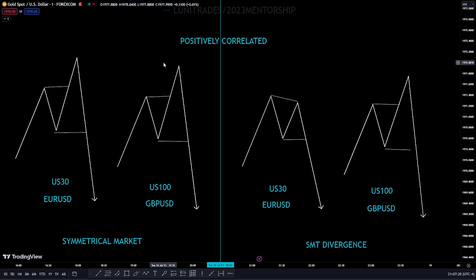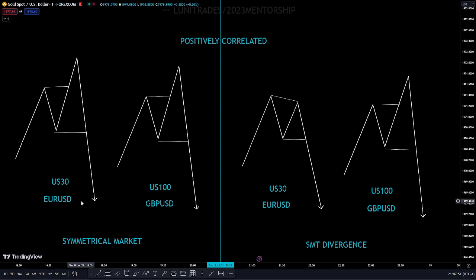Now, what are positively correlated markets? Positively correlated markets are markets that move in the same way and in the same direction. Meaning, let's say US 30 and US 100. If US 30 is pumping, US 100 will also be pumping. If it's dumping, the same thing will happen. You understand?